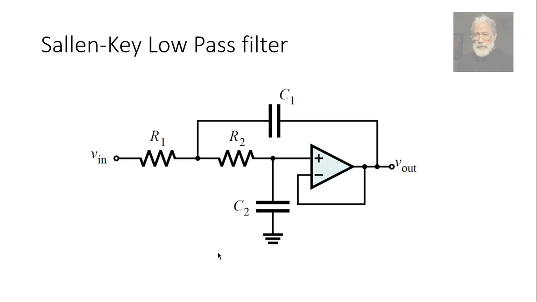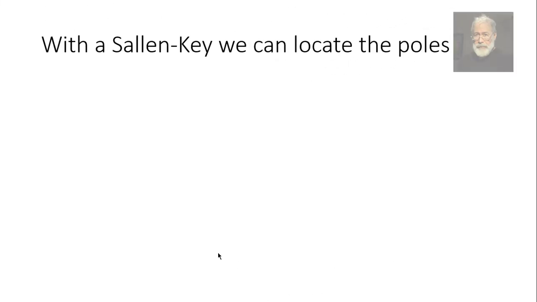But the beauty of that is possible because the Sallen-Key configuration allows us to set the poles anywhere on the left-hand side of the complex plane that we want by choosing the right values of R1, R2, C1, and C2. We will see how that is done. I insist, with the Sallen-Key topology, we can locate the poles where we want.